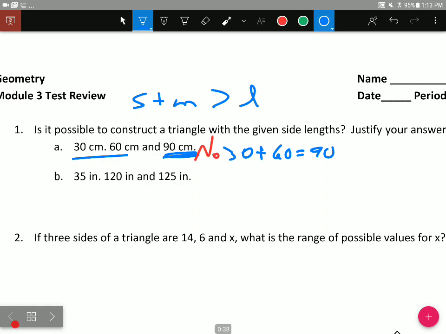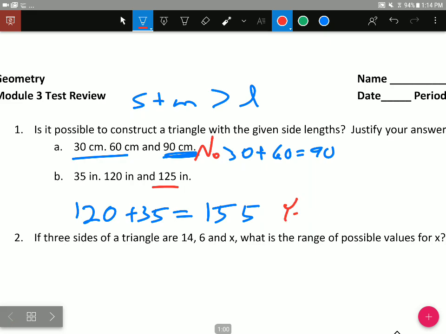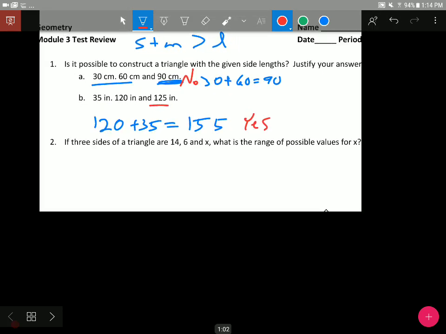The same thing here, the two smaller ones are 35 and 120. Just because it's the first two, we may have put the 35 as the third one. You gotta grab the smallest ones, the two smaller ones. So 120 plus 35 equals 155. And that is bigger than 125, so yes, the second one can make a triangle.